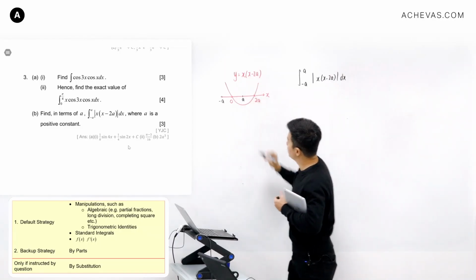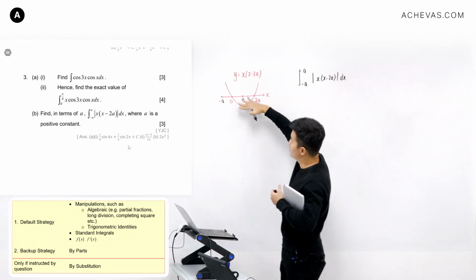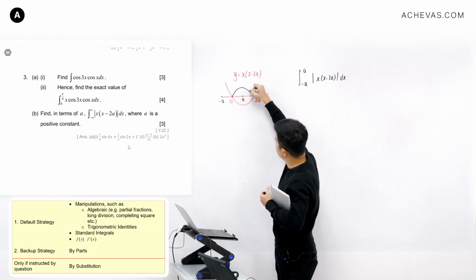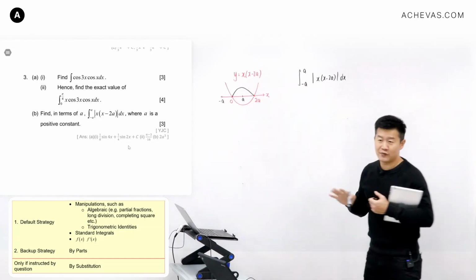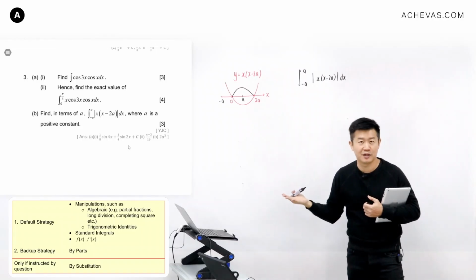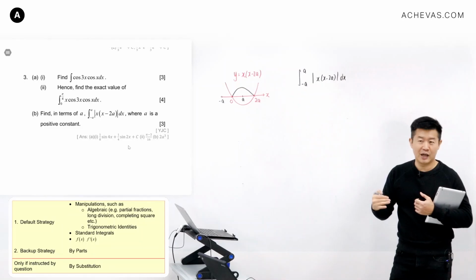A is going to be here. And when we do a modulus to this, for this portion, it is going to be flipped up. So it's going to be this, flipped up. And if you were to see this from the perspective of a definite integral, it is actually pretty much related to the area between the graph and the x-axis.